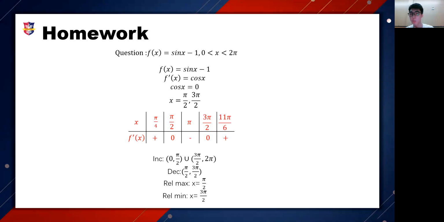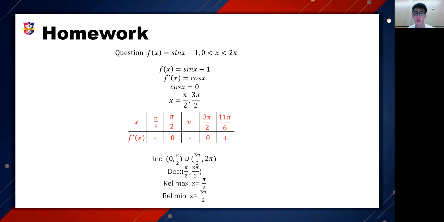This question is mainly based on the trigonometric function, but it's also easy to solve by following the instructions we told you in the previous PowerPoints. Firstly, we take the derivative, so the derivative of f of x is cosine x. Then we get the solutions, the zeros of it: x equals pi over 2 and 3 pi over 2. Then we plug into the chart, and we got the answer.